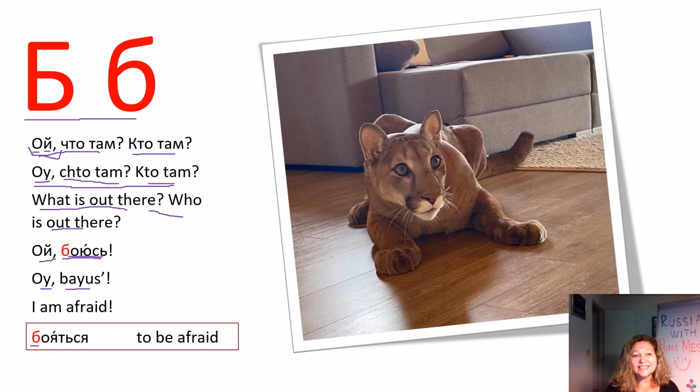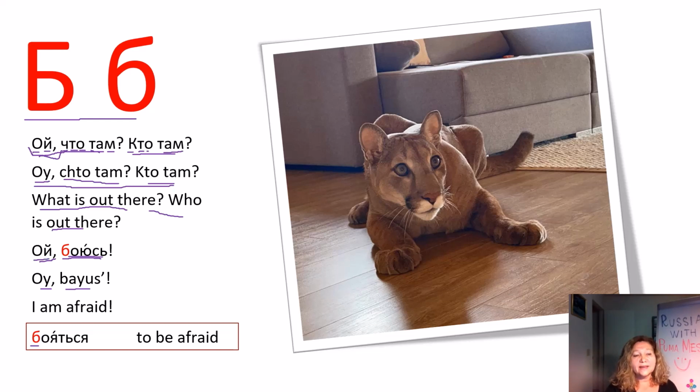Ой, это Ч, Т, О. But Ч would be read as Ш. Что там? Don't ask me why, just believe me in this case, and then I'll explain to you later why. Что? Что там? Т, А, М. Then К, Т, О. Кто там?